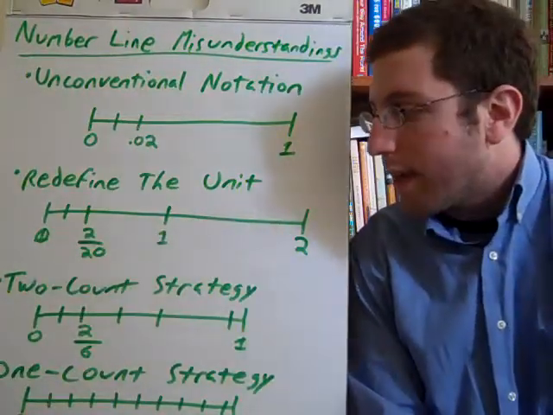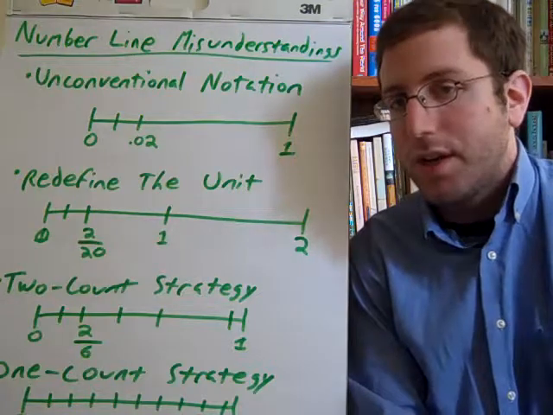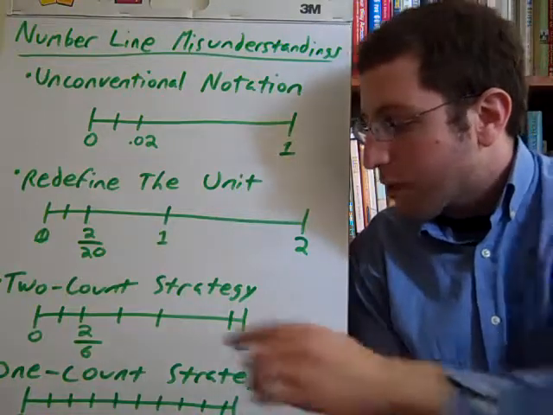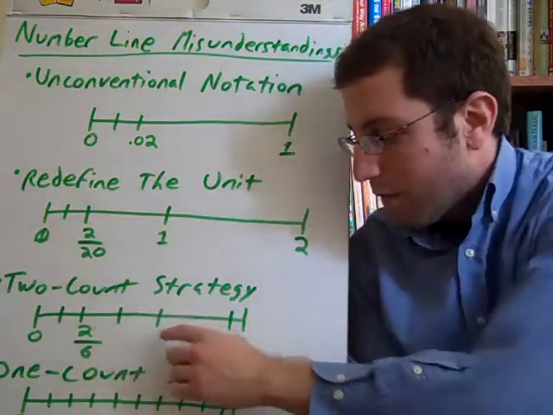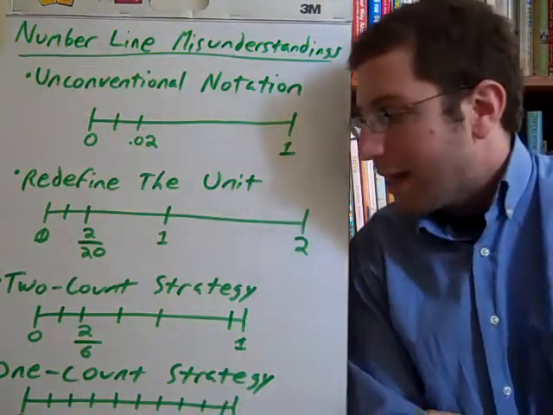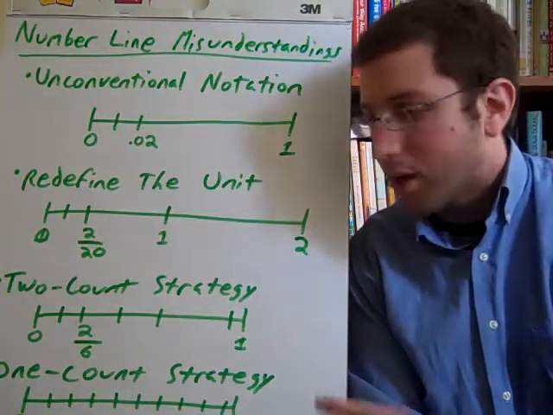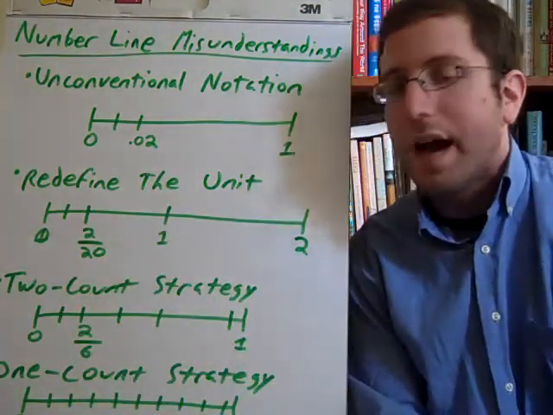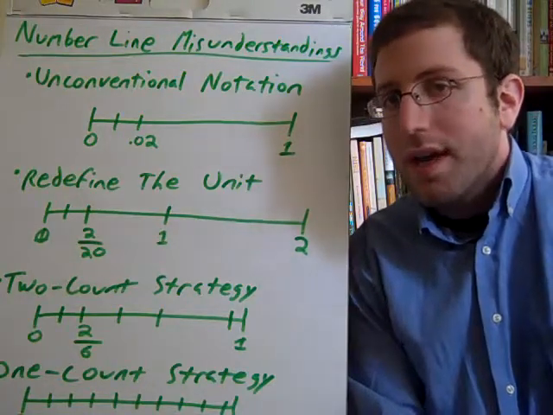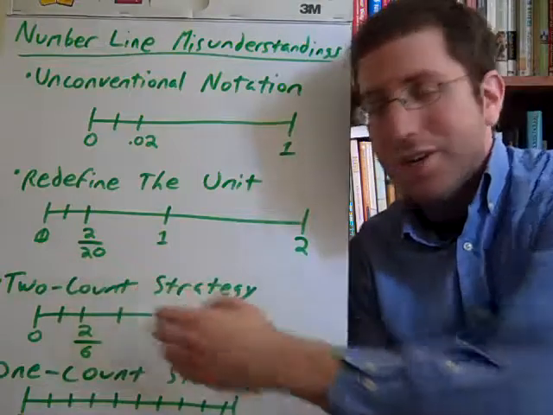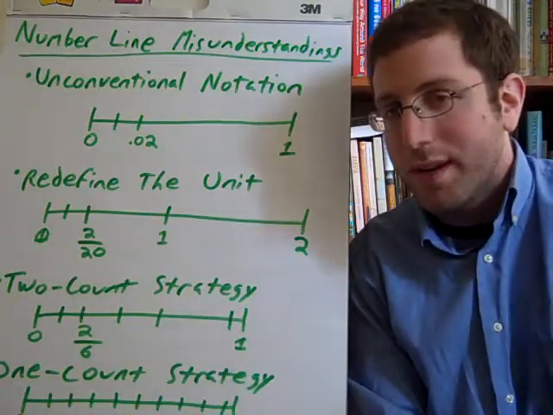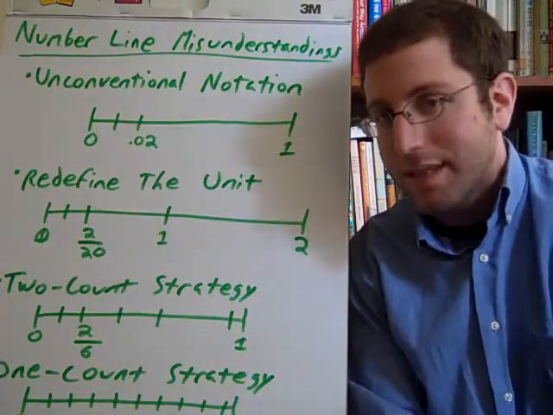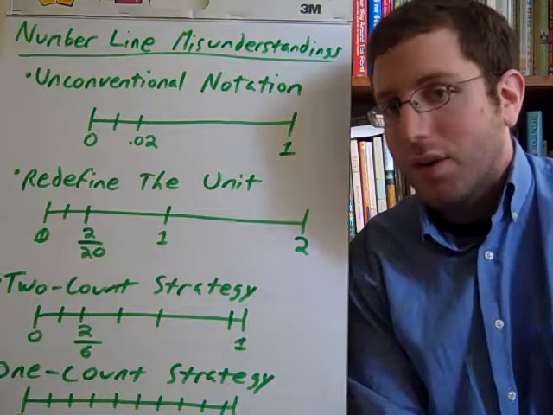The third category is what the author calls the 2-count strategy. And this is when students try to employ a rule in their heads that first you count the number of total tick marks, 1, 2, 3, 4, 5, 6, and that's got to be the denominator. And then you count the number of tick marks between 0 and the number you're trying to get at, 1, 2, and that's your fraction, 2 over 6. This is obviously incorrect and only works if you have exactly even intervals and if you have 10 intervals between each 0 and 1. So anytime a number line doesn't look precisely like that, with 10 nicely even intervals between 0 and 1, it's not going to work.